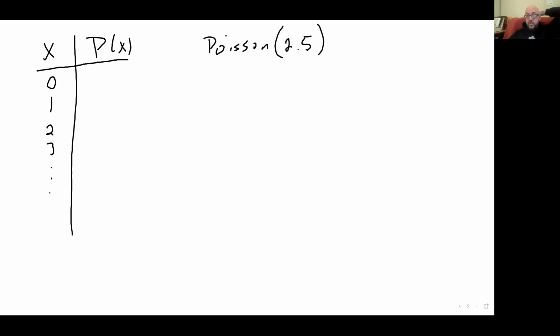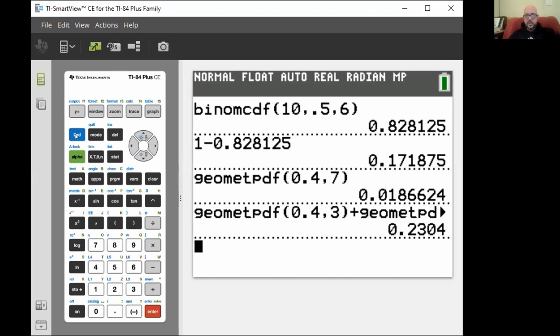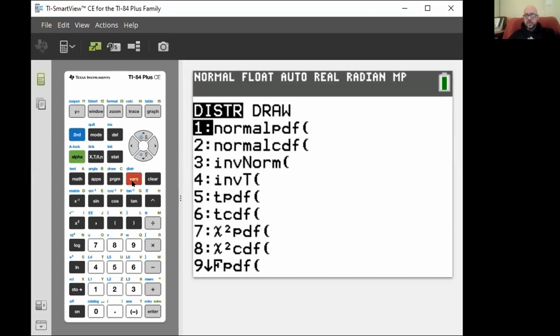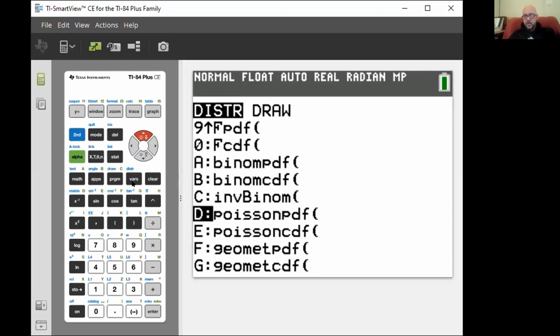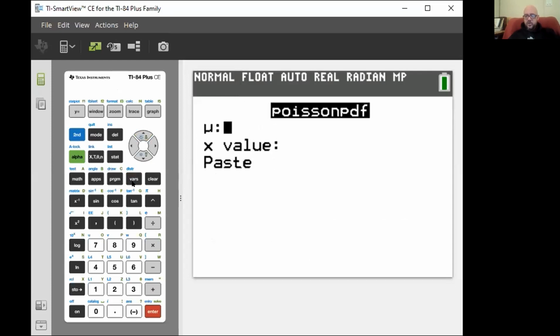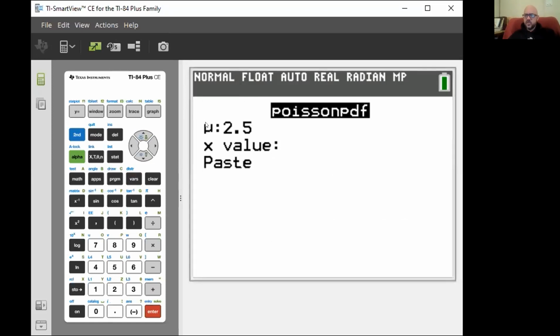So lists are going to be useful for this. You certainly could do these one at a time, and what you would want to do, we'll just do the first one. I'll do Poisson of 0, just so you can see what it would look like if you want to do them one at a time. I would go to distributions, Poisson PDF. Mu is 2.5, so mu is lambda. On your calculator, it probably has a lambda here if you're using a physical version of the calculator. Later on, they updated it so it uses mu here, which I don't think they should have done because most people call this lambda. X value is 0.